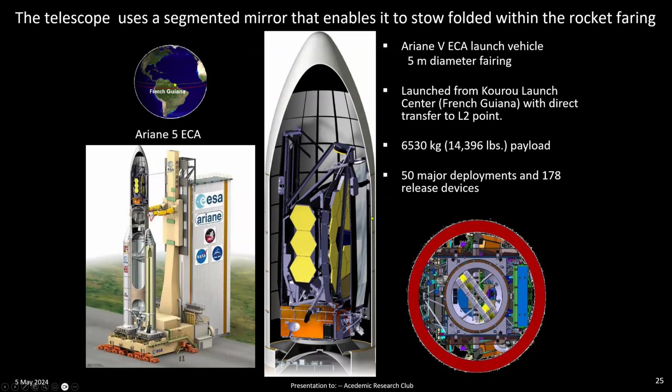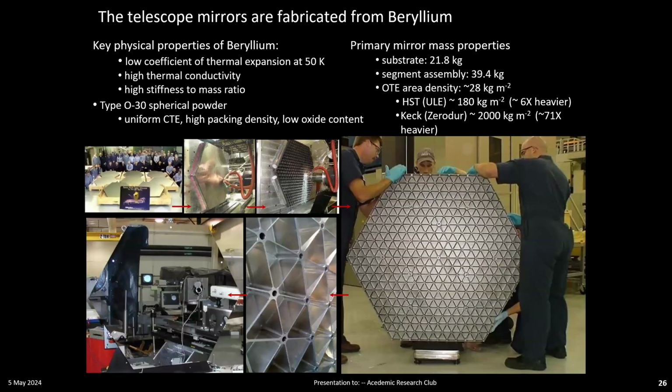This is a 5-meter diameter fairing. This rocket is launched from Kourou Launch Center on the east coast in French Guiana, which is on the east coast of South America. The payload was 6.5 metric tons. And as I mentioned, there were lots of single points of failure that all worked perfectly.